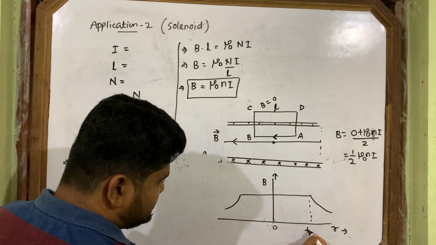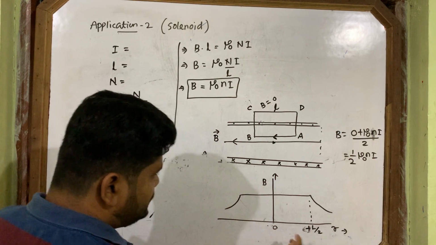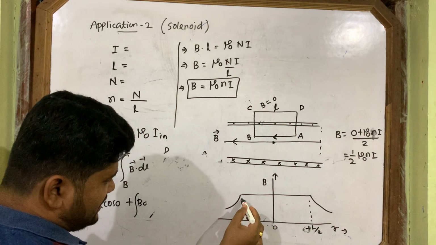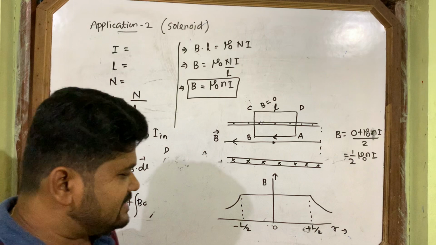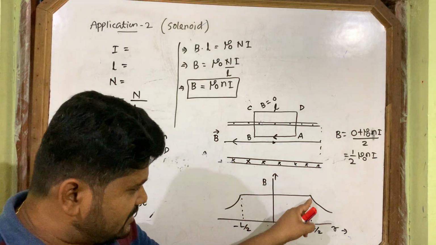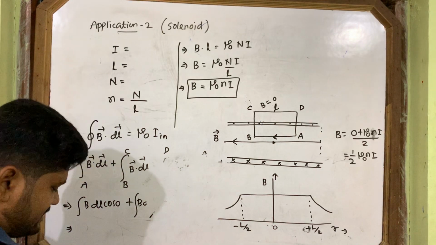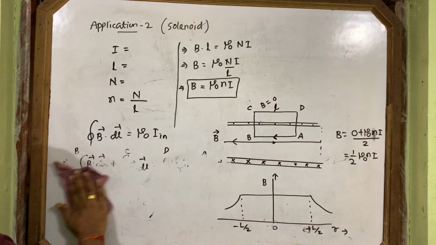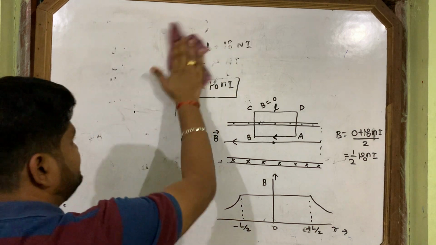So this is plus L by 2, where capital L is the whole length of the solenoid, and this is minus L by 2. Inside it the magnetic field is constant, but just outside the solenoid, at the end of the solenoid, it becomes half. The graph will be like this. So this is application number 2 of Ampere's circuital law.